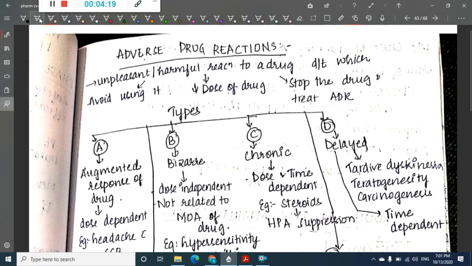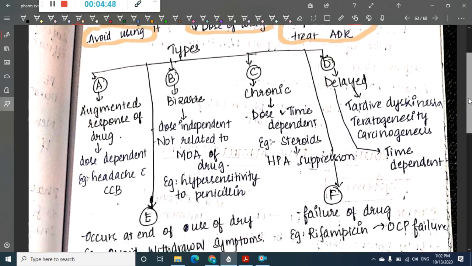Then let us now learn about the next topic, which is adverse drug reactions. So what are adverse drug reactions? Adverse drug reactions are unpleasant, harmful reactions to a drug due to which we avoid using it, or we will have to decrease the dose of the drug, or we will have to stop the drug and treat the adverse drug reaction. That is adverse drug reaction.